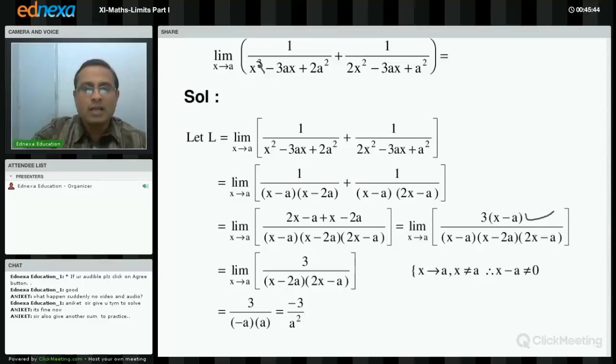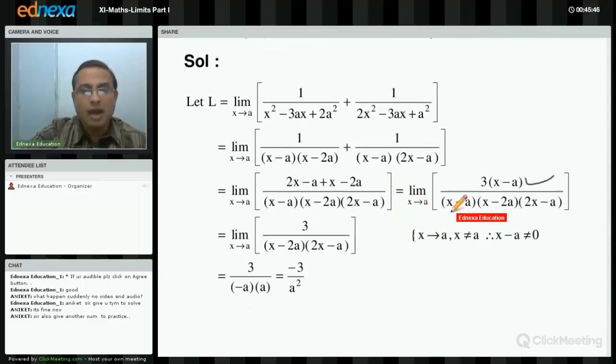Now, can I cancel x minus a? Yes, I can. In fact, x minus a is giving 0 by 0 form. Now you have to justify why you can cancel x minus a. What is the justification? X only tends to a. X is not equal to a. As x is not equal to a, x minus a is not zero, so division by x minus a is defined. Is that clear? After cancelling x minus a, mention the remaining factors. They are 3 in the numerator and this is the denominator.